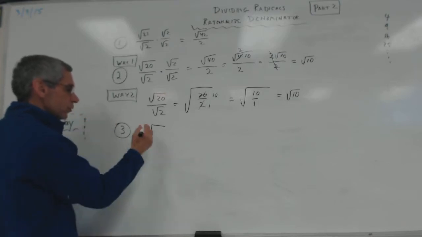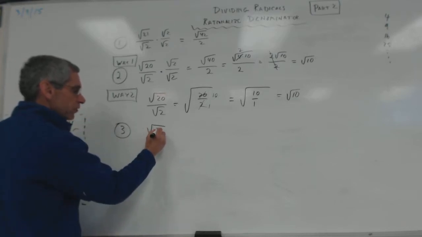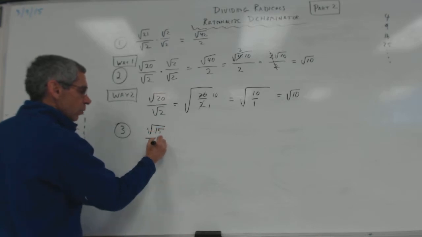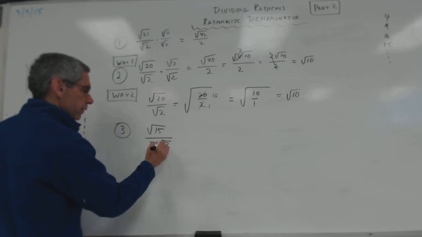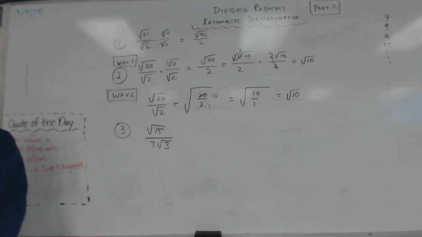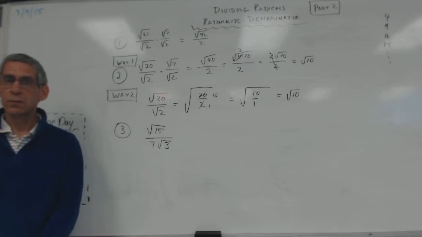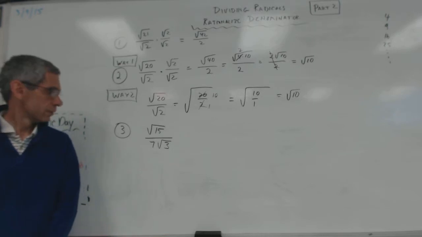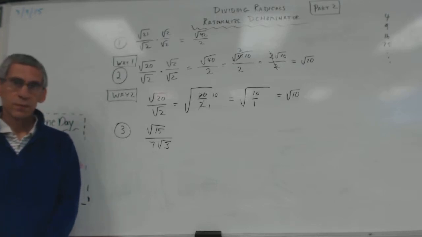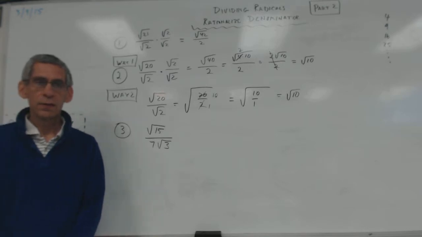What if I gave you the square root of 15 over 7 square root of 3? Okay, Gary, I have a question. Is it possible to have a problem where it's a fraction with the square root of 15 over 7 and then the square root of 3, with the big square root sign? Is it possible to do something like that?